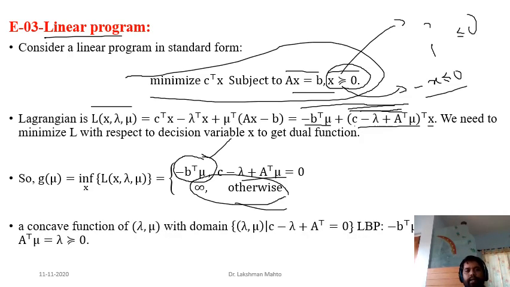We can easily observe that this function is a linear function in mu. And what is the meaning of that? A linear function is both concave and convex. So that's where this Lagrange dual function is a concave function, and it will provide a lower bound for the primal problem. So all these are the story of converting a primal problem into a dual problem.